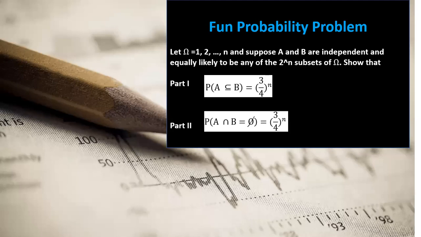And today we're going to work on the second part of this problem. The first part is we proved that when A is a subset of B, the probability is 3/4 to the nth power. The second part just follows the same thinking as the first part. We want to prove, when A intersect B is equal to the empty set, what is the probability for that?